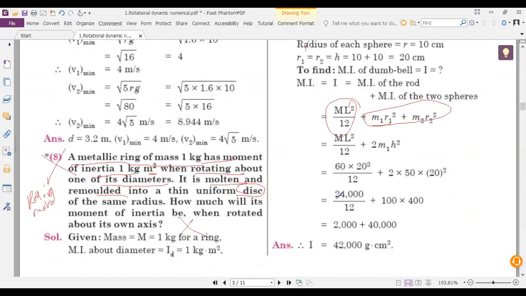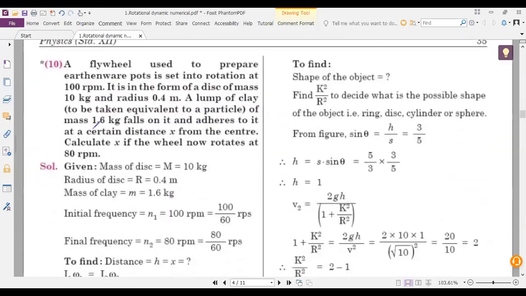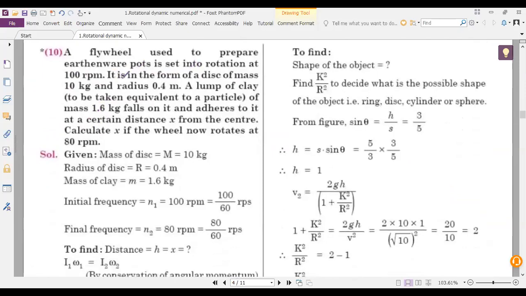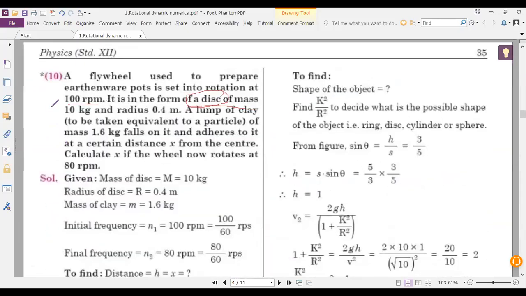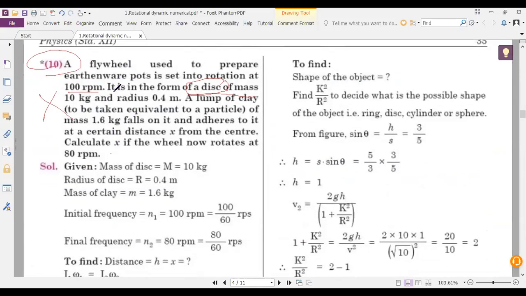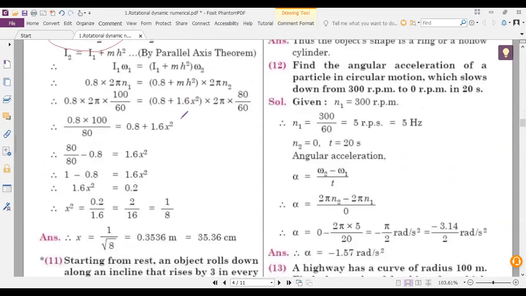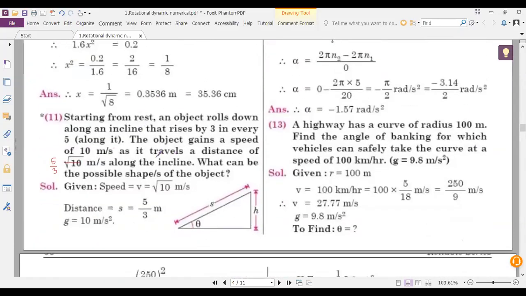Now coming to the next question, question number 10. A flywheel used to prepare earthware pots is set into rotation at 100 revolutions per minute. It is in the form of a disc. Again, the word disc came, and this is removed from your board exam. You can't calculate this because we are not studying this formula. So this question is removed from your board exam, and we are not doing it. Let's see the next question.